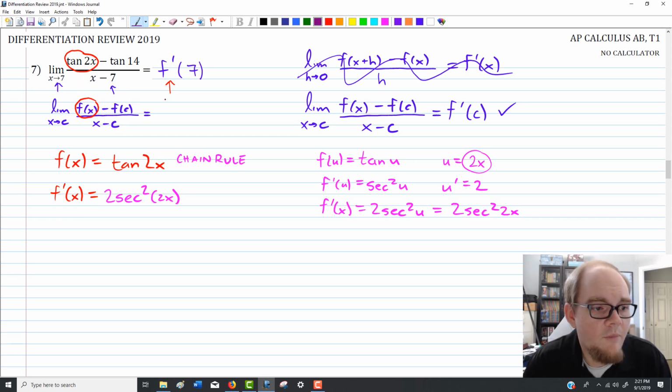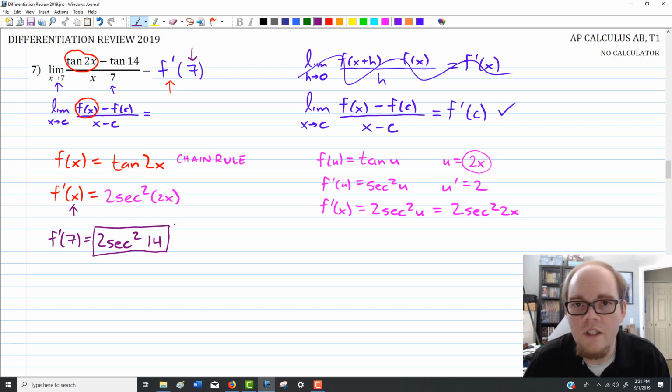But remember, we didn't want f prime of x. Oops, we didn't want f prime of x. We wanted f prime of 7. So to finish this puppy off, we're going to plug in 7. And of course, there's not much we can do here because we're not getting nice angles, but there is our answer: 2 secant squared of 14.